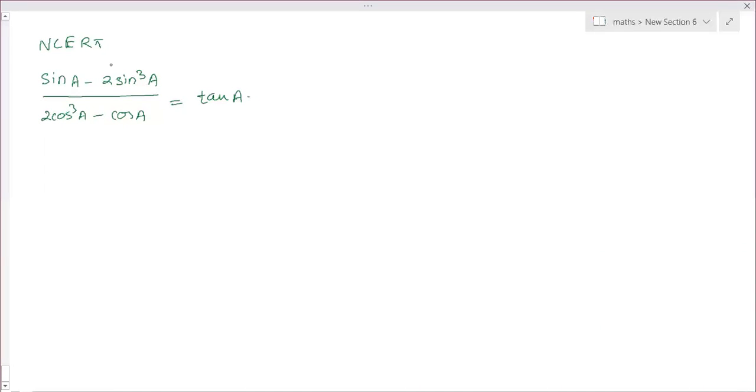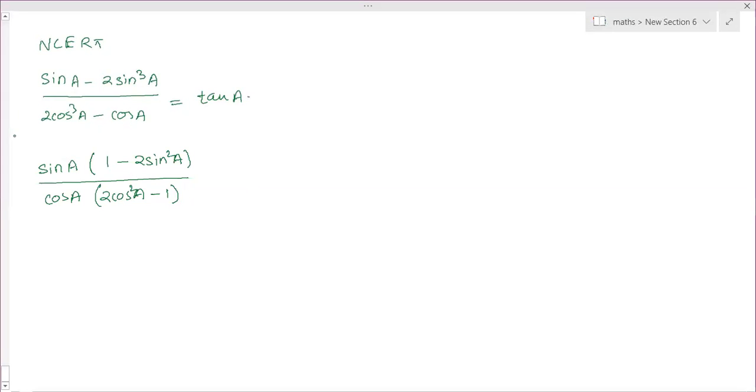We have to take sin A common from the numerator and cos A common from the denominator. So sin A common, it will be 1 minus 2 sin square A, divided by cos A common, so it is cos A into bracket 2 cos square A minus 1. Now what we need on the RHS side? Tan A. So already we got here sin A by cos A as tan A. That means this bracket anyhow we need to cancel it out.